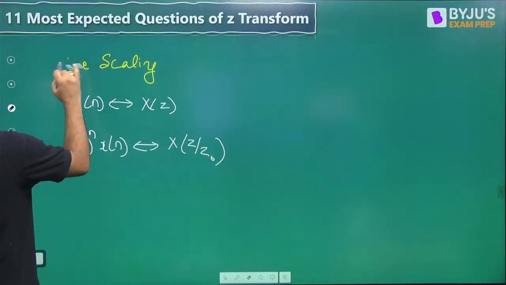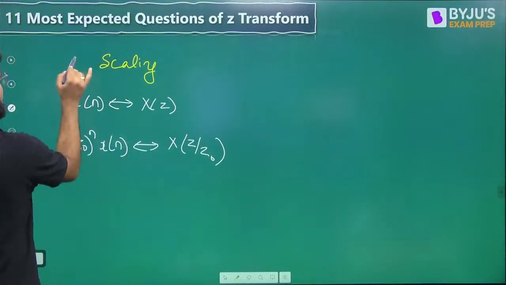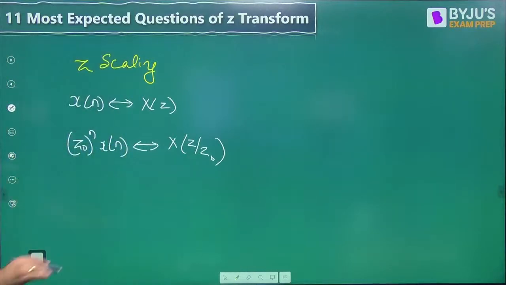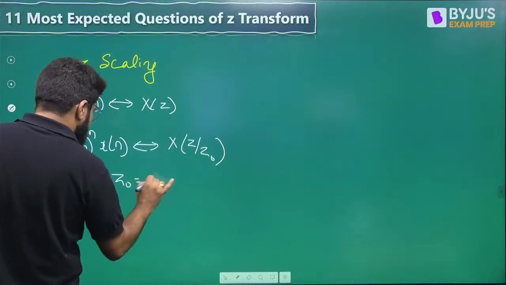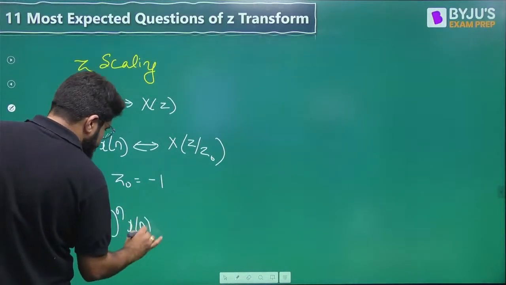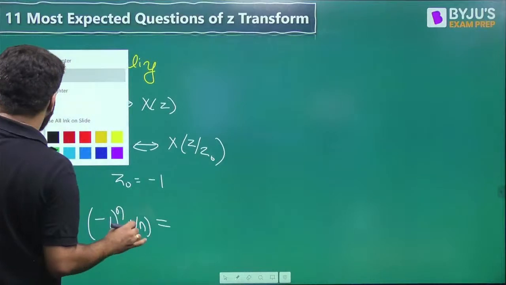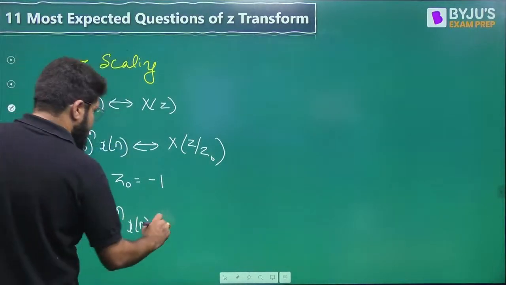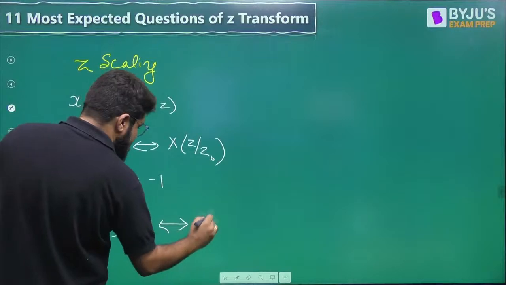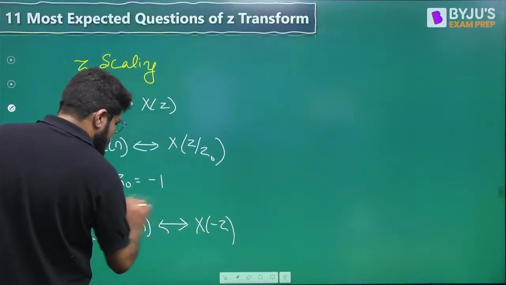It is the Z scaling case: X(z/z0). Especially here, when you put z0 equal to -1, you have (-1)^n x[n], and that will have the Z transform X(-z), since z0 is -1, and z upon -1 is minus z.